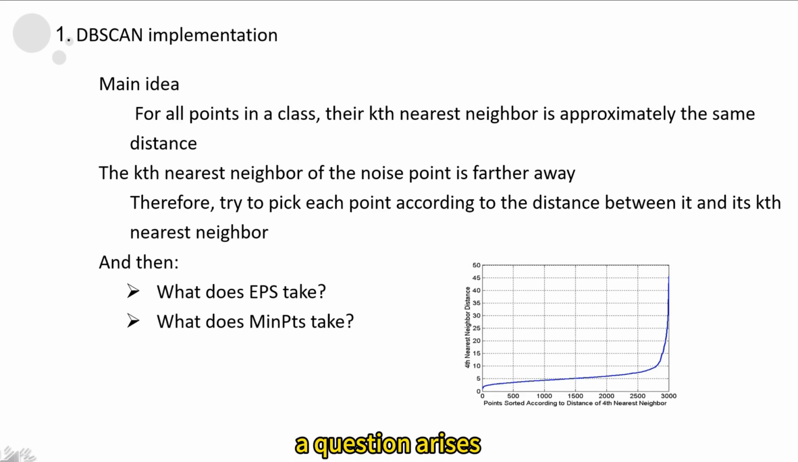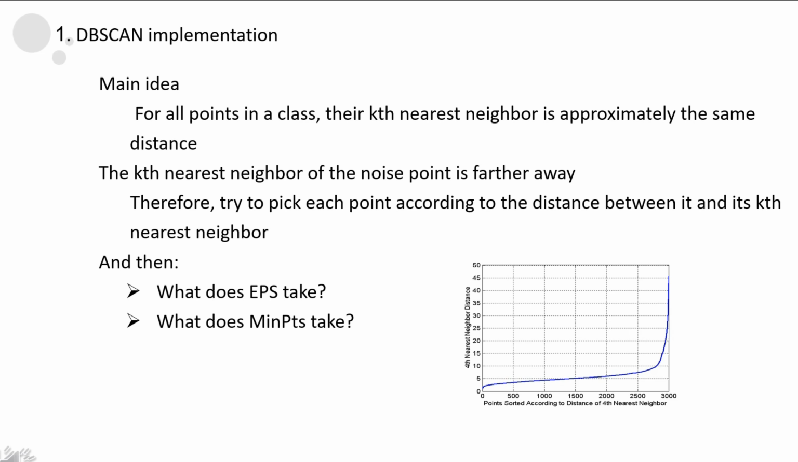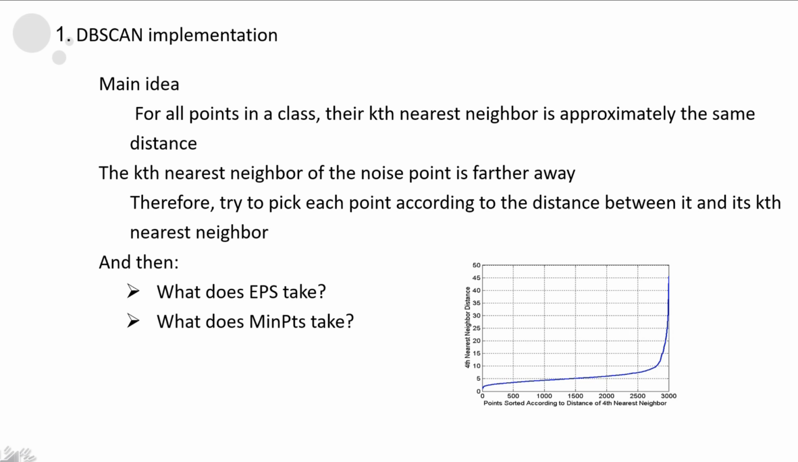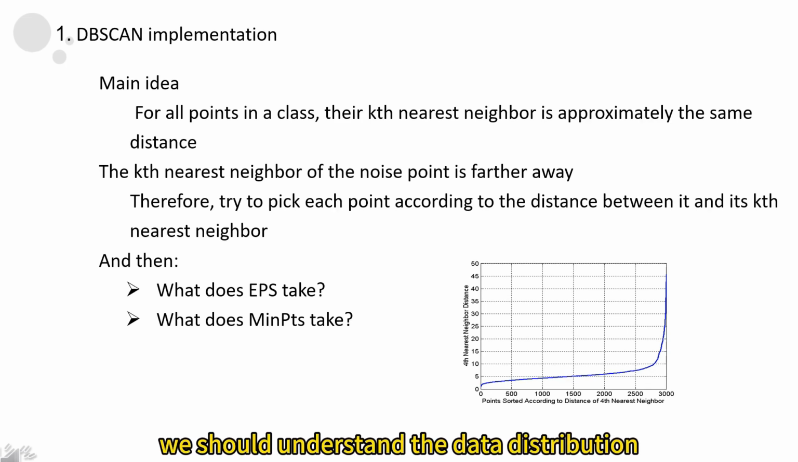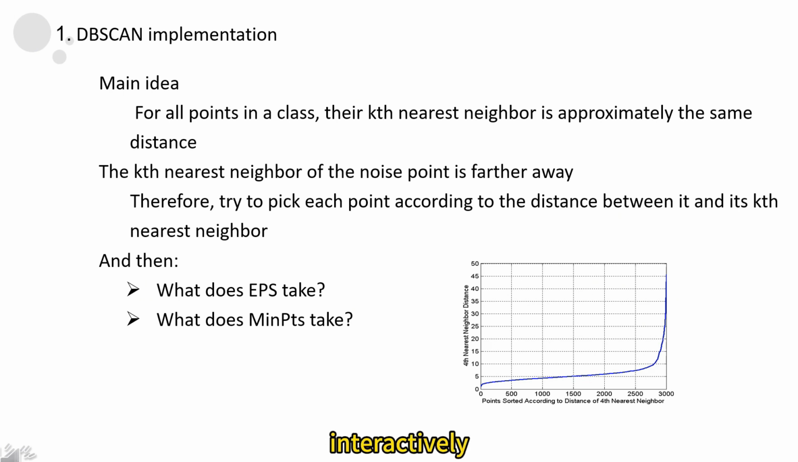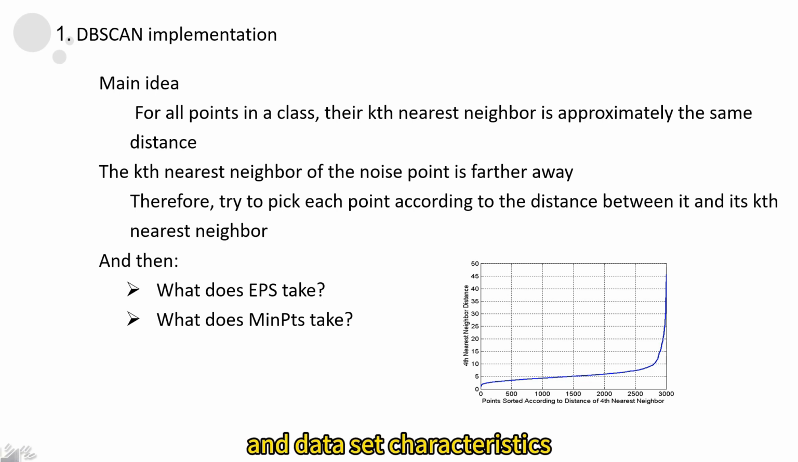A question arises: how should we choose the values for EPS and min PTS? To choose the EPS and the min PTS in DBSCAN, we should understand the data distribution, visualize the results using evaluation metrics, and interactively experiment to balance cluster quality and dataset characteristics.